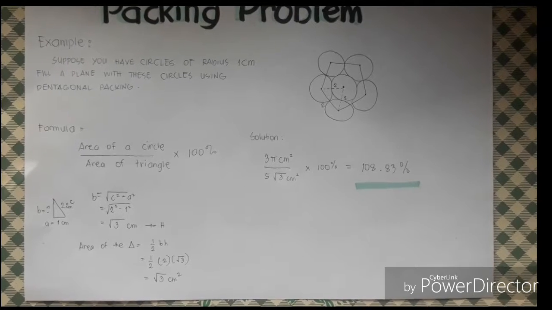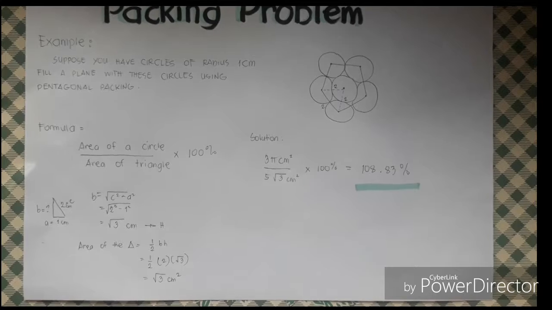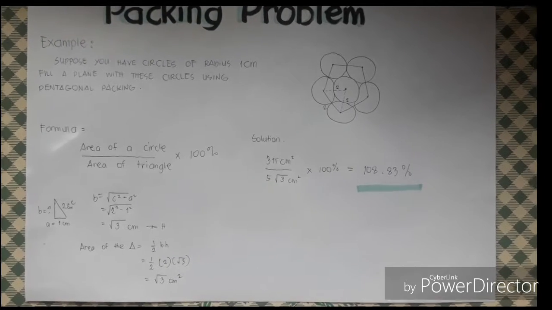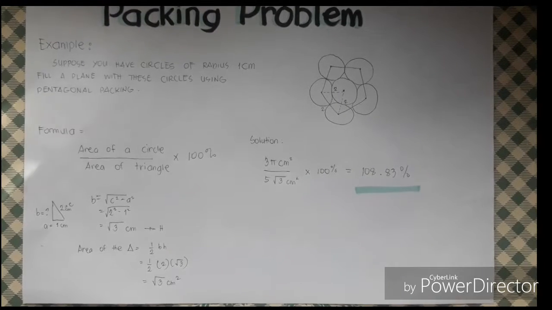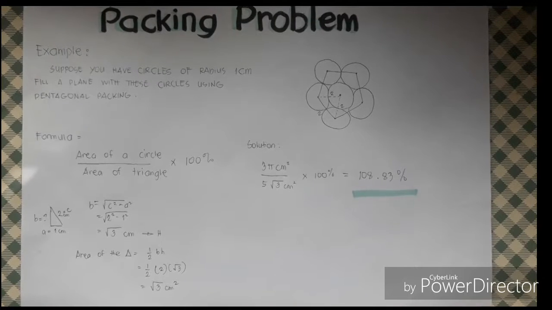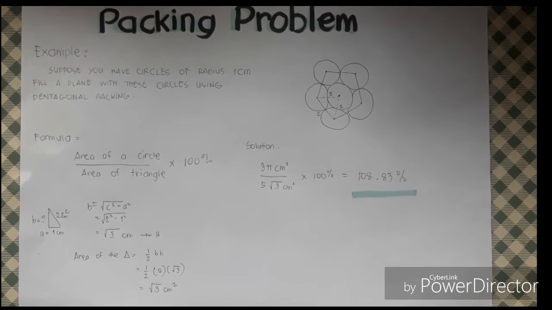B is equal to the square root of c squared minus a squared. Then substitute the c, which is 2, and substitute the a, which is 1. Then the square root of 2 squared minus 1 squared is equal to the square root of 3. Don't forget the unit, which is centimeter.